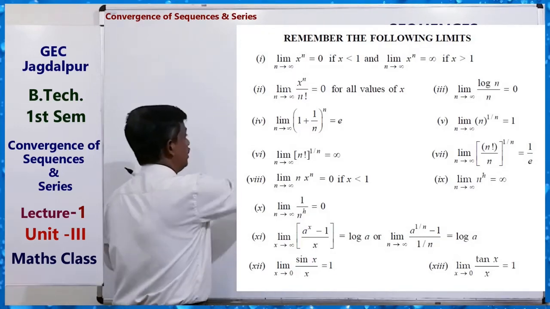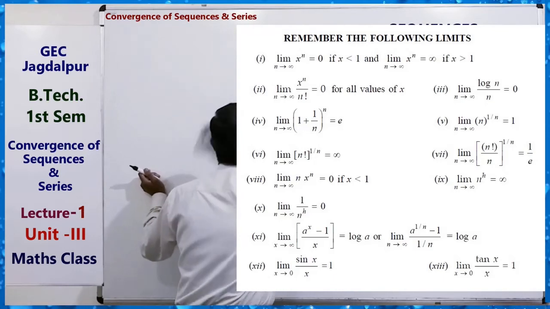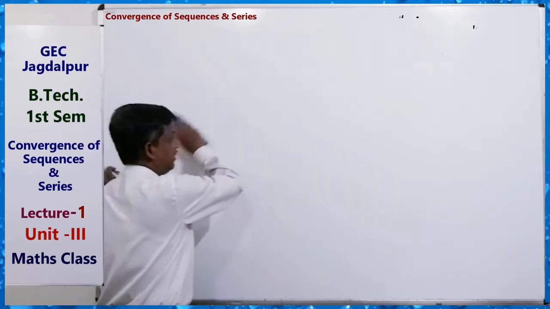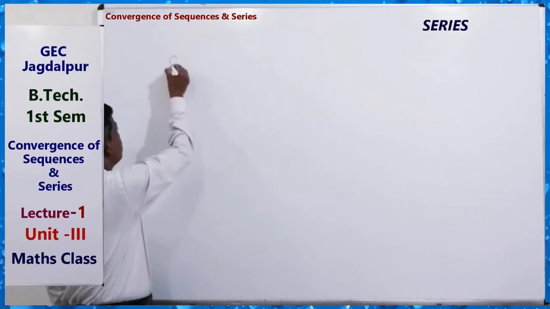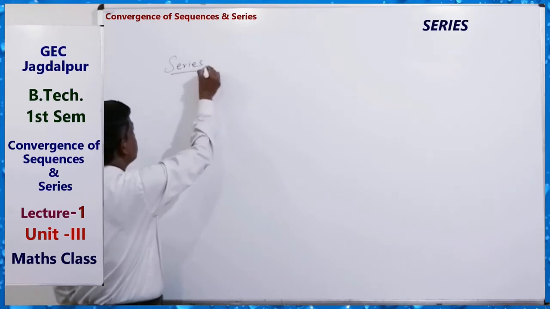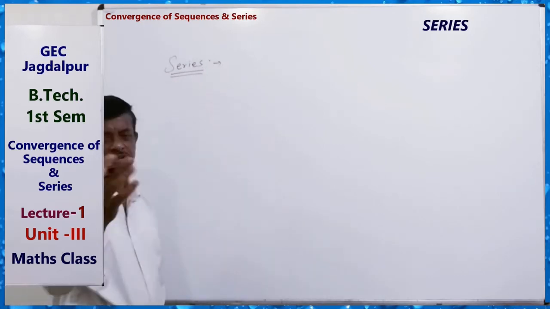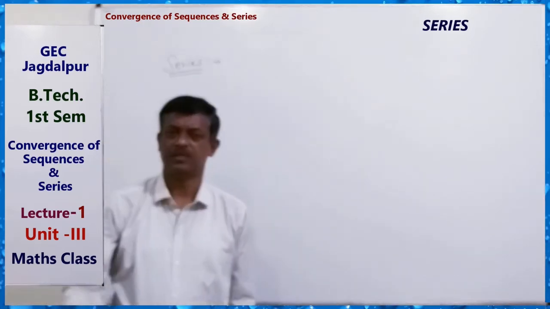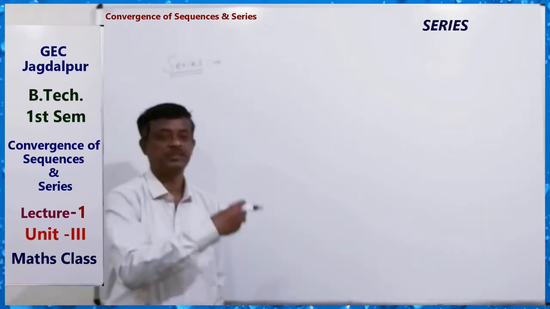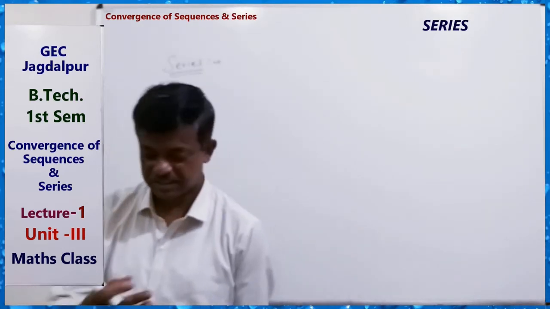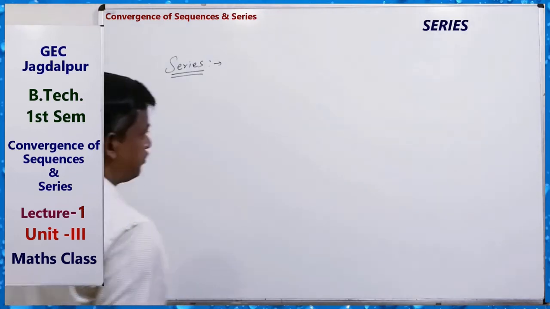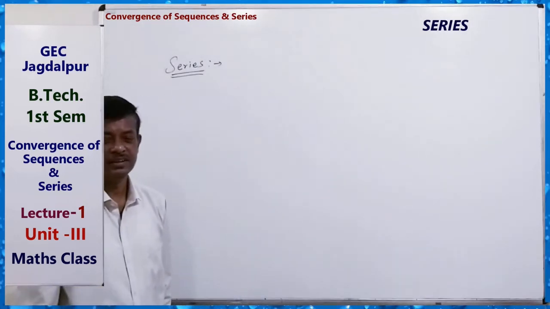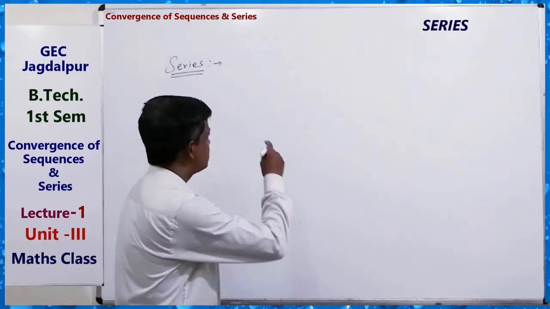Okay, now our main thing is what? Series. What is series? Okay, so series, you know from your previous class also what is series. You know arithmetic progression, geometric progression, harmonic progression. They are series, a special type of series. So also there were limits of nth terms. So here series means what?